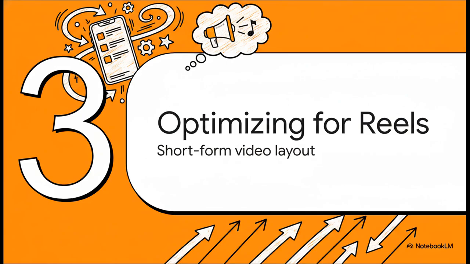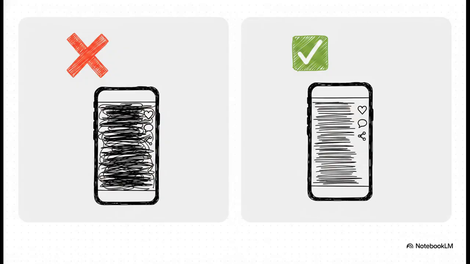Section 3, optimizing for TikTok and Reels. It's all about that short-form video layout. Now, generating the text is great and all, but here is the secret sauce for us social media managers: conquering the formatting constraints. This is exactly why this automation is a complete game changer.